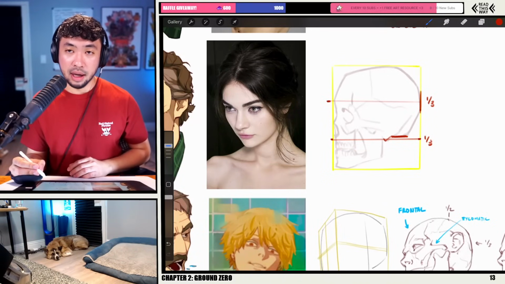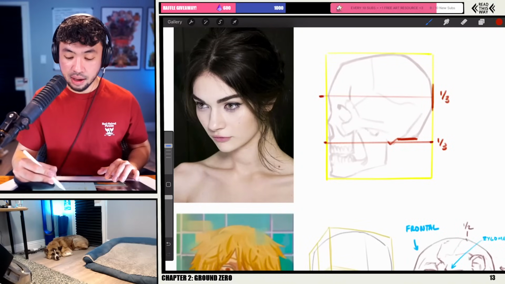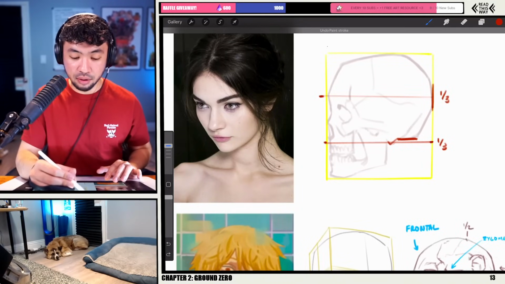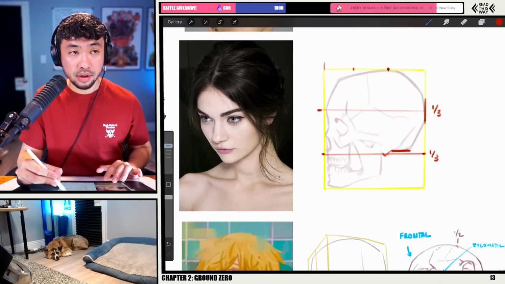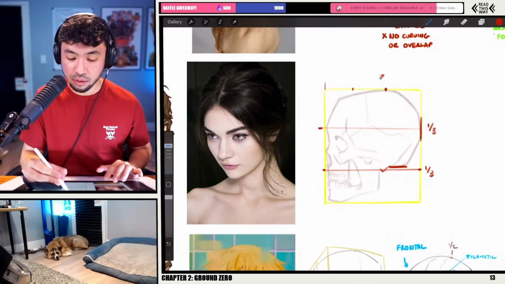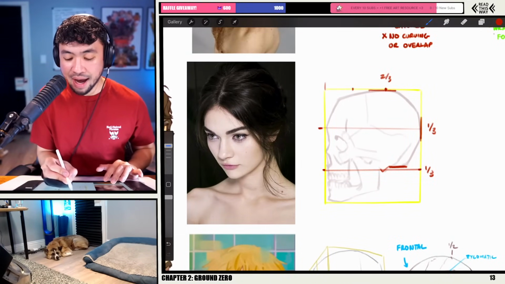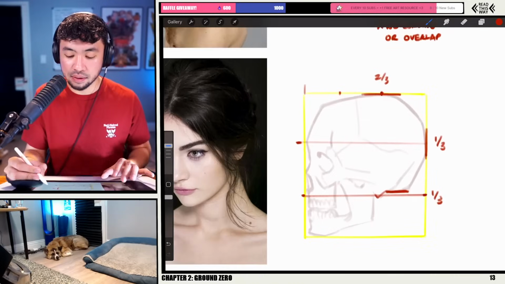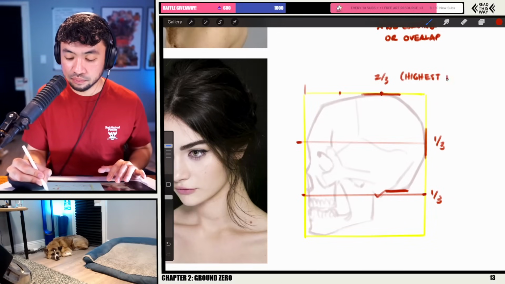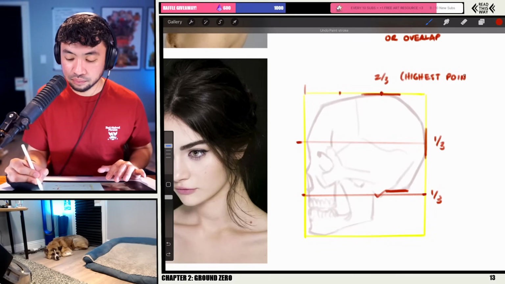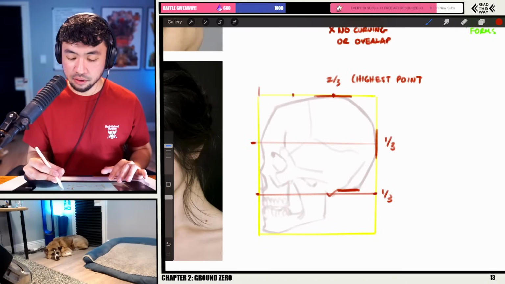And then let's go about a third of the way this way. So I'm going to say a third here. A third of the way this way, the two thirds, is where the highest point of the skull is going to be. I'm going to call this one the highest point. And this is going to be the farthest point.